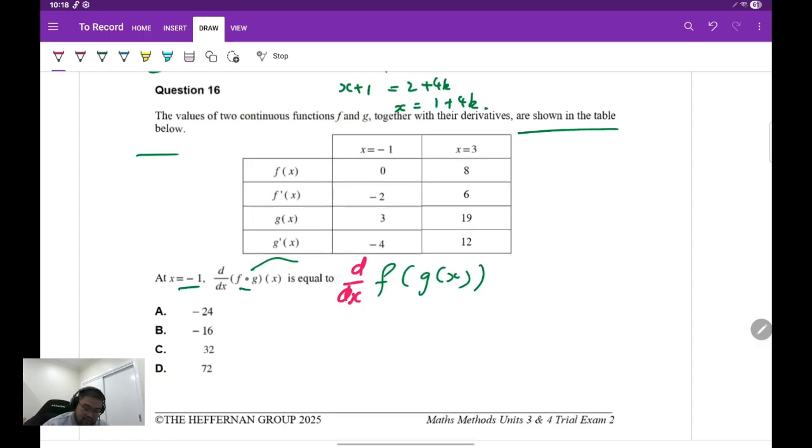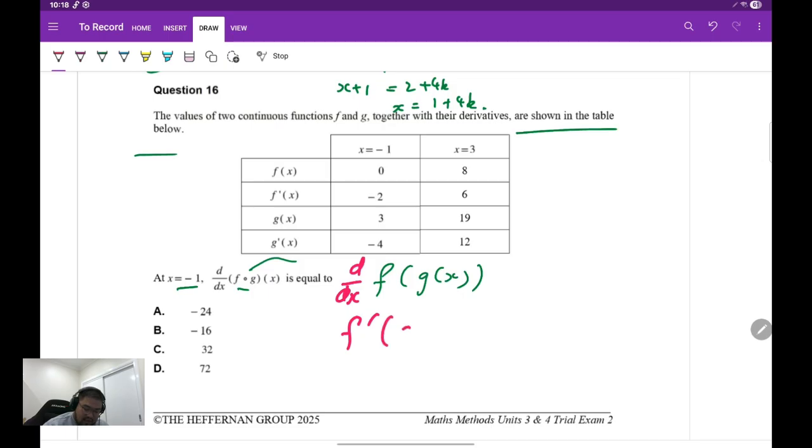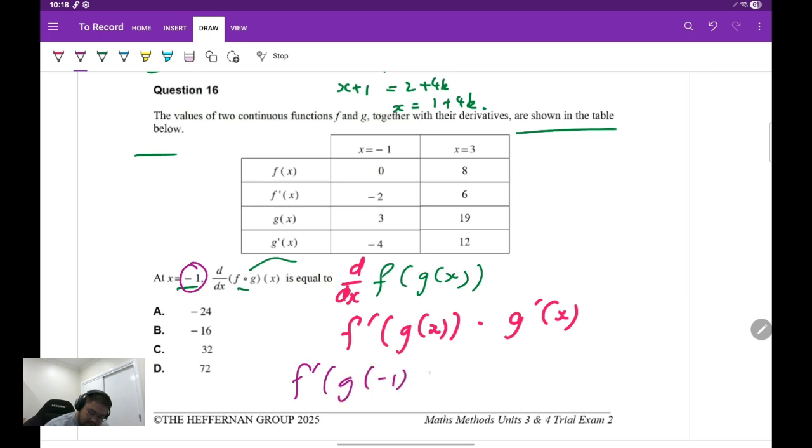So when we're talking about the chain rule, we're talking about f dash of g of x on the inside. So the derivative of the outside multiplied with the derivative of the inside. Chain rule. And now it's asking us to evaluate at x is equal to -1. So f dash of g of -1, multiply that with g dash of -1. So let's look at our table and see which values we need to use.